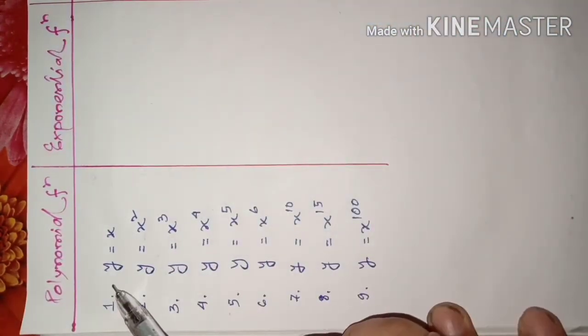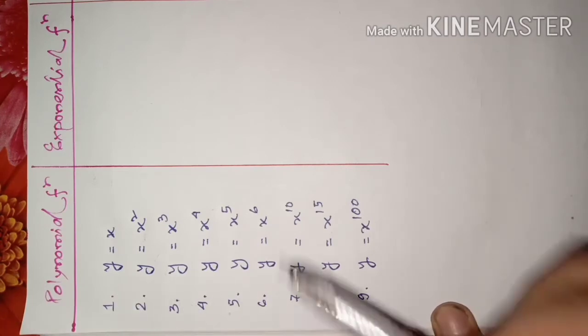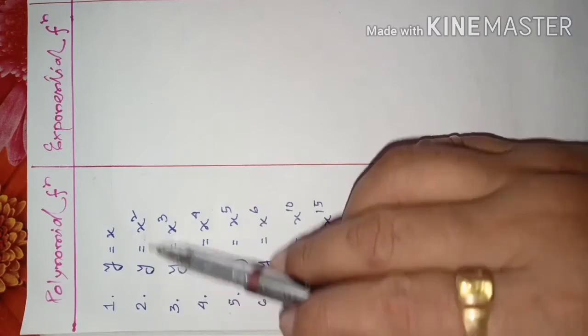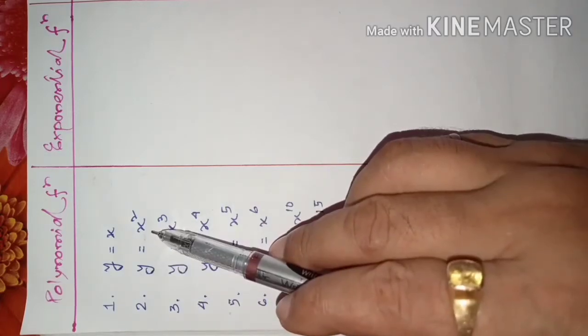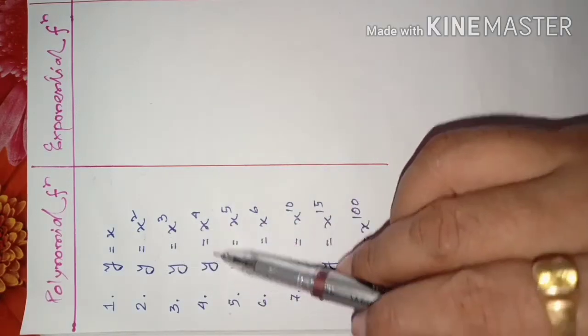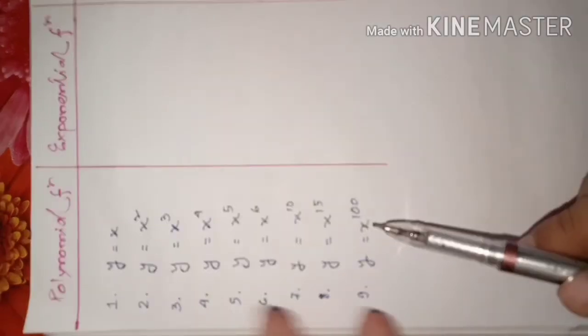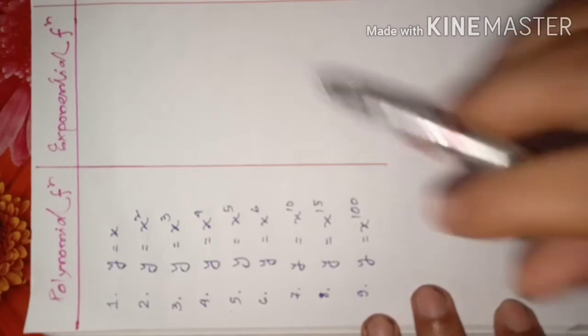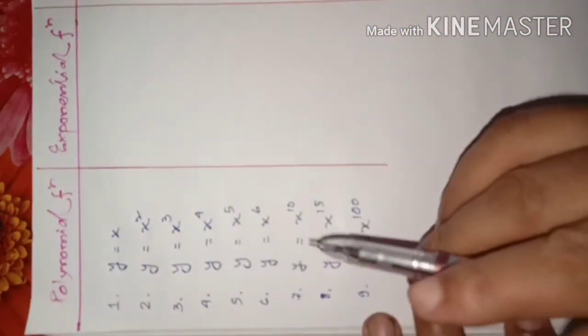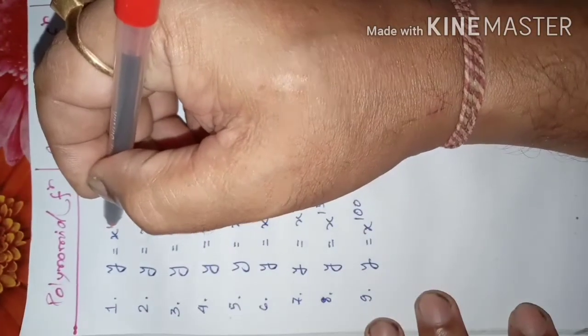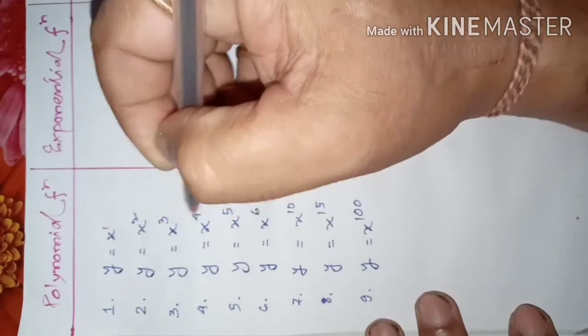I have written a list of polynomial functions here. y equal to x, the identity function. y equal to x square, a polynomial function, no? y equal to x cube, y equal to x to the power of 4. All these functions, let us see their graphs. By means of graphs, let us understand how they grow as the degree of the polynomial is getting higher and higher. See, here the exponent is 1, here 2, here 3, here 4.